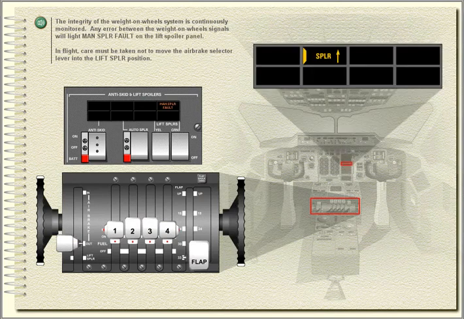The integrity of the weight-on-wheels system is continuously monitored. Any error between the weight-on-wheel signals will light manual spoiler fault on the lift spoiler panel. In flight, care must be taken not to move the air brake selector lever into the lift spoiler position.